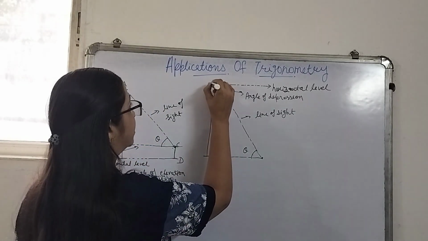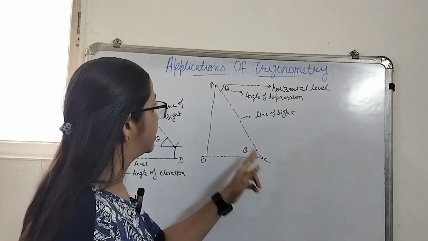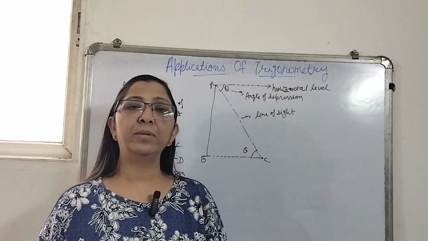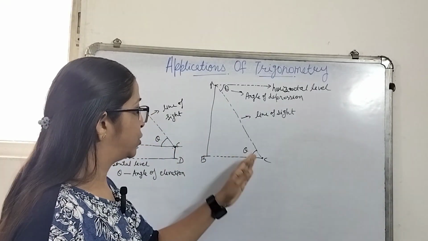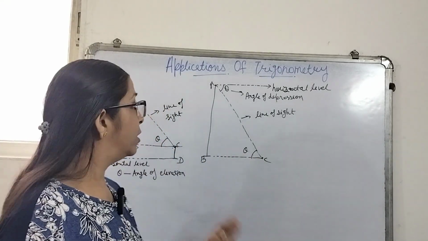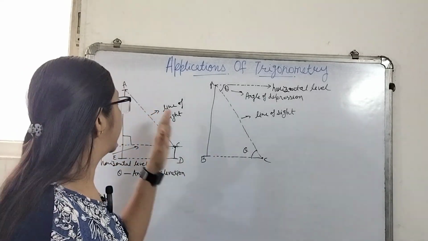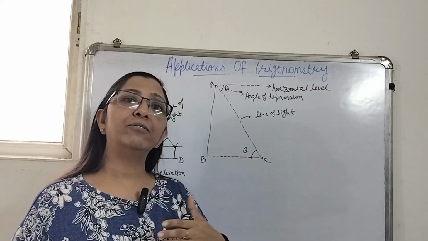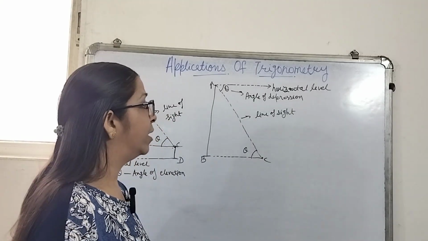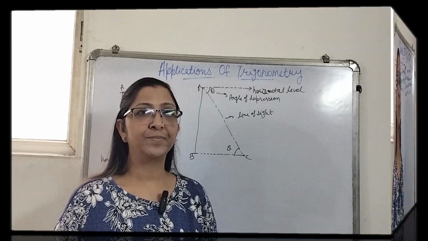Now if we take this as A, this as B and this as C, again we can see it is a right angle triangle. So using the concepts of trigonometric ratios and the values of trigonometric ratios at specific angles, we can solve these types of problems. How can we find the height of buildings, how can we find the distance between two distant objects? All this we will be discussing. We will be solving some problems related to it in this video.